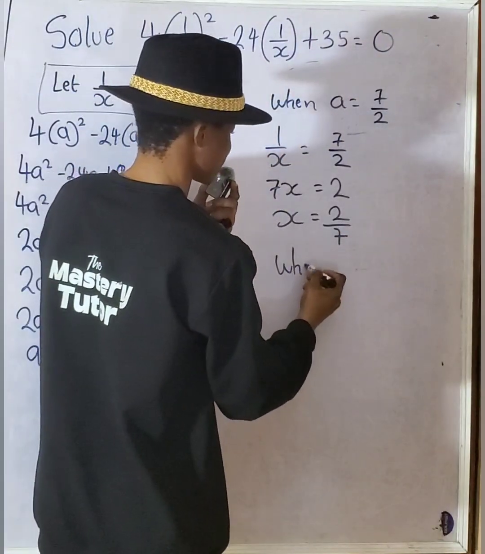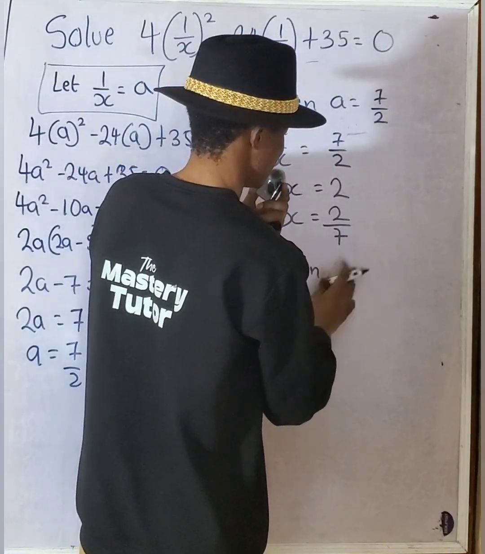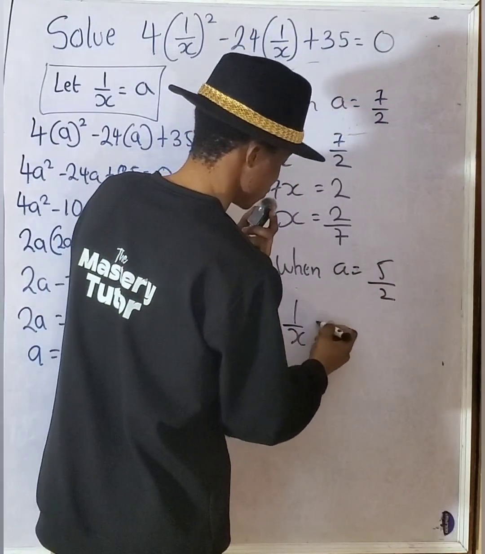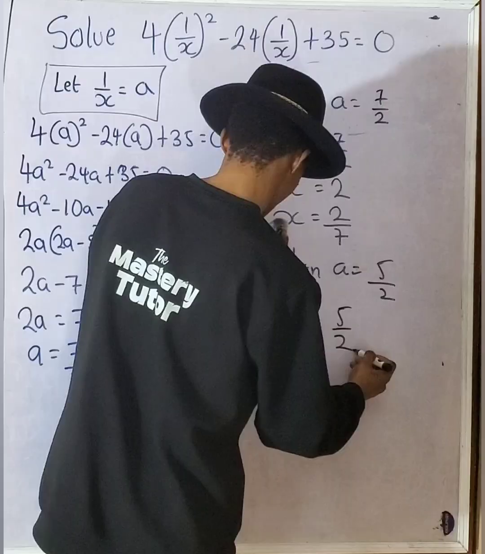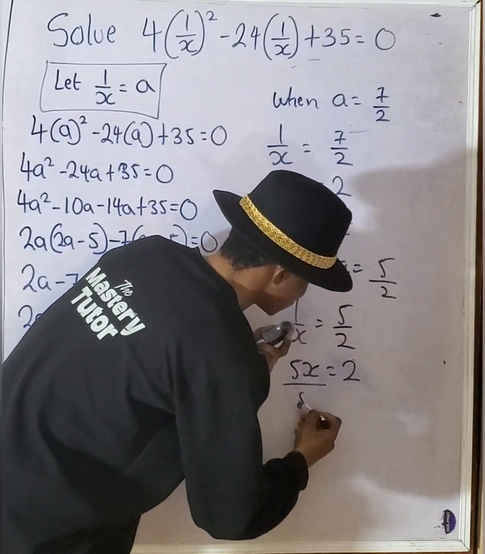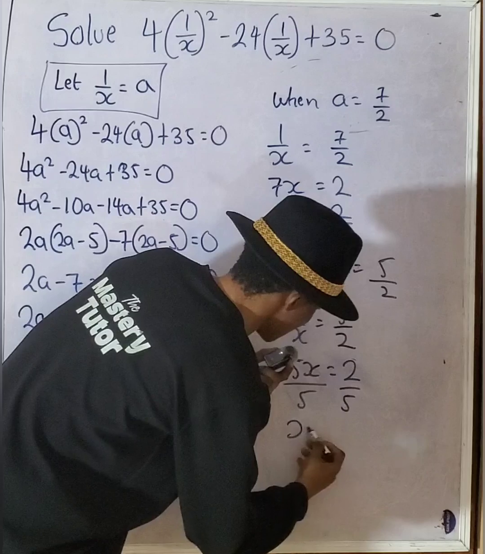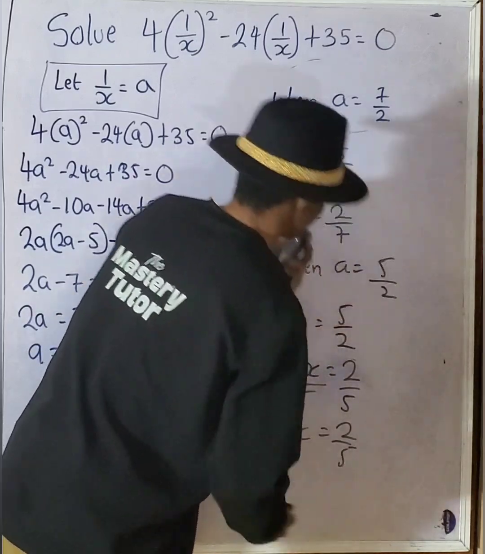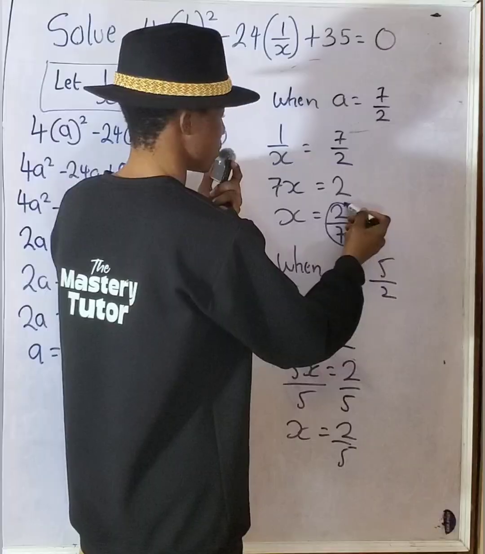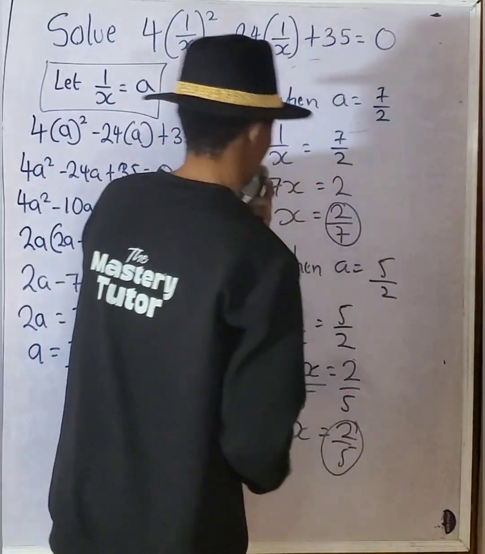Now, when a equals 5 over 2, 1 over x will be equal to 5 over 2. Cross multiply, I'm going to have 5x equals 2. Divide by 5 to get the value of x. x is equal to 2 over 5. So our solution, the value of x, we have 2 over 7 or 2 over 5.